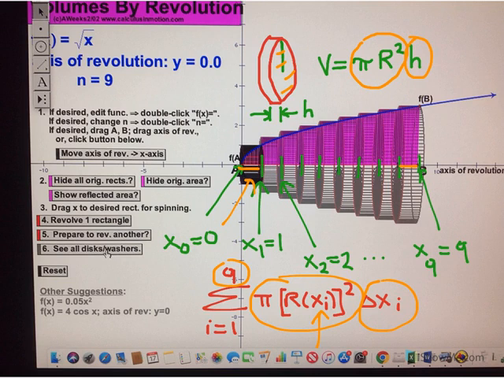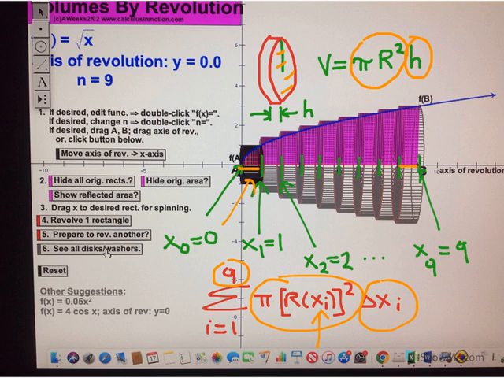Now suppose you want a more accurate approximation. Now you can see that this is not the exact volume because our cylinders, each of them go outside of our region, so we have some extra volume. But maybe we want more accuracy. How can we accomplish that?